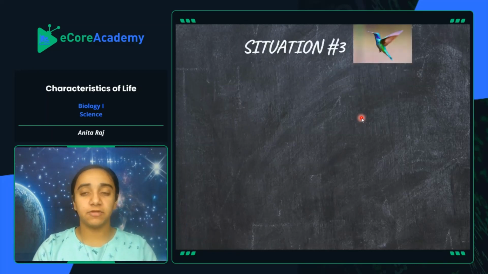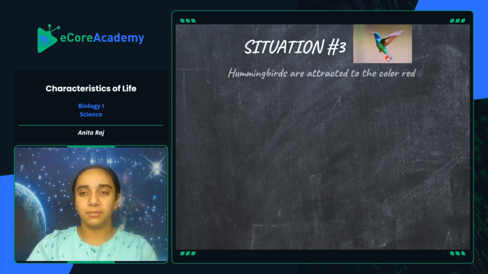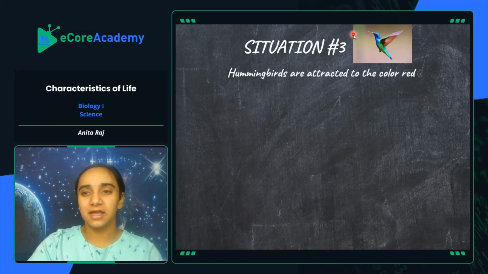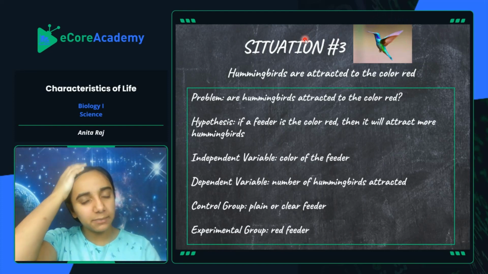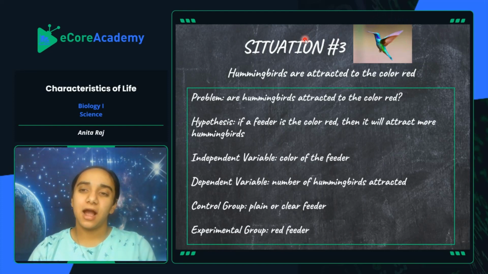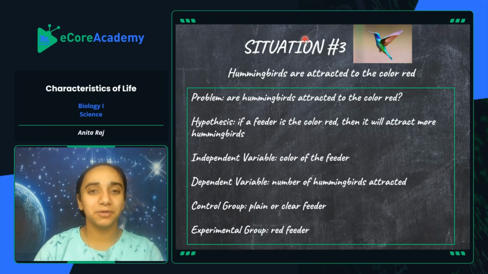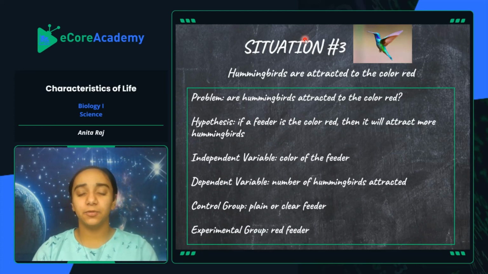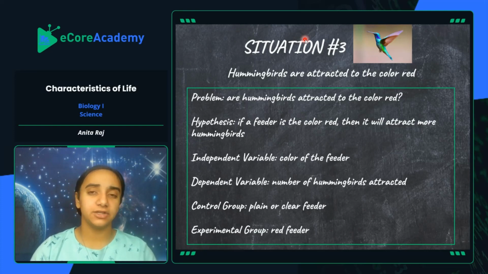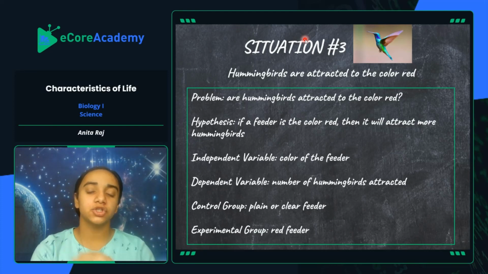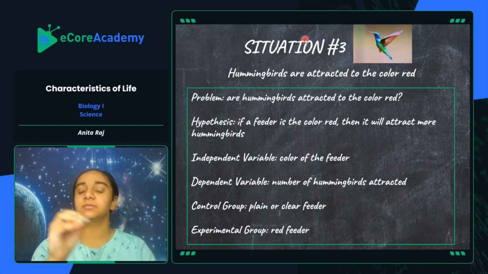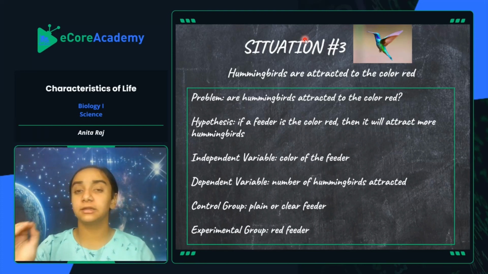Let's look at situation 3 very quickly. Here you can see a hummingbird. I love hummingbirds. They're so pretty. So in this situation, maybe I'm a farmer and I like bird watching, and I see that on the feeders I put on my trees in my orchards, hummingbirds are attracted to the color red. Maybe I observe that because I see a lot more hummingbirds go and get the sugar water from the red feeders as opposed to my blue feeders or my green feeders or my clear feeders.